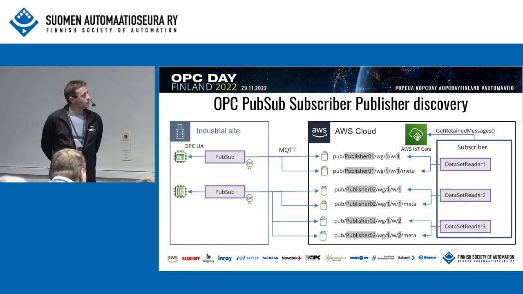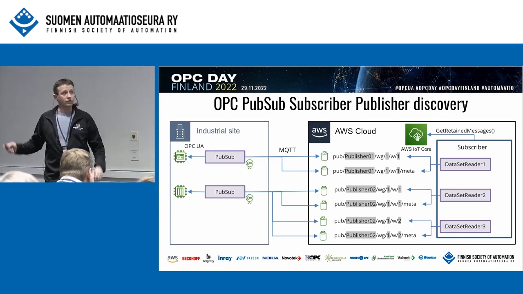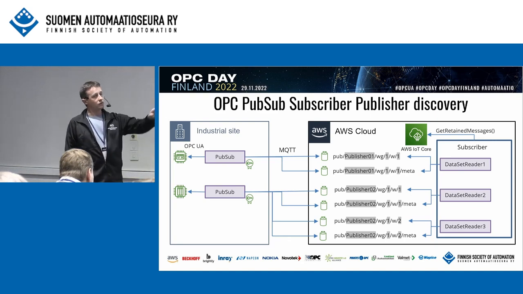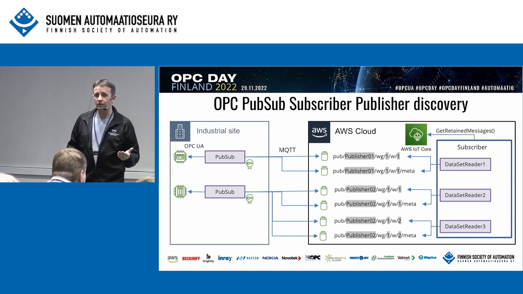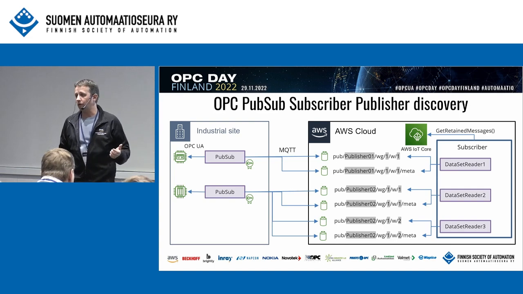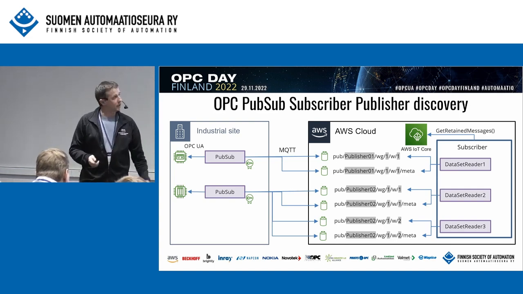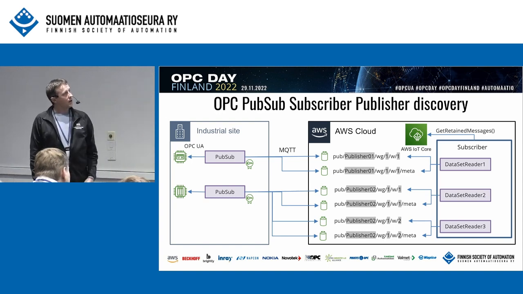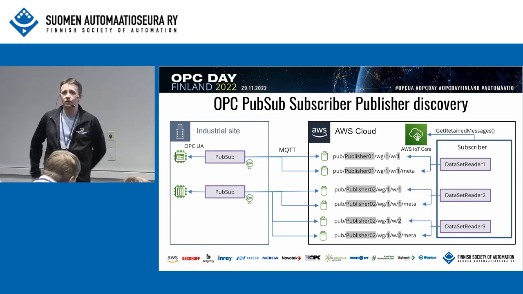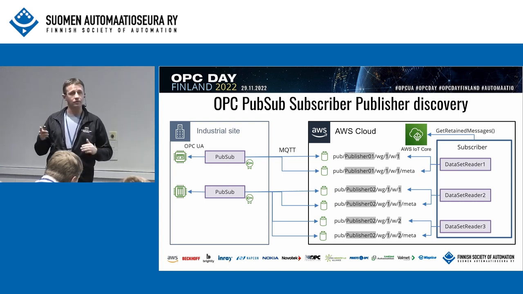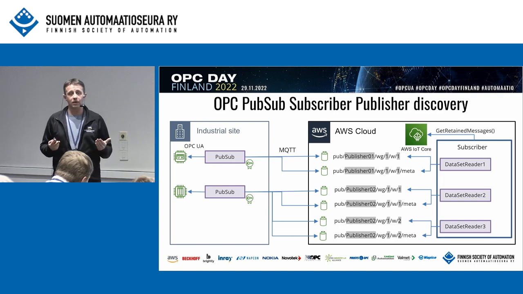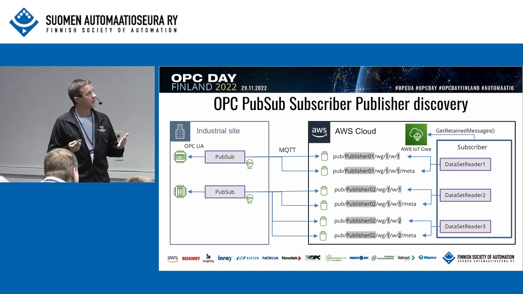So this is the kind of end-to-end architecture I created for my prototype. I have one subscriber that can run in a container environment, on an EC2 instance, or wherever you want in the cloud. But interestingly, in the top right corner, you don't have to pre-configure all your dataset readers, as we've shown in various different demos, because the subscriber can discover them automatically.